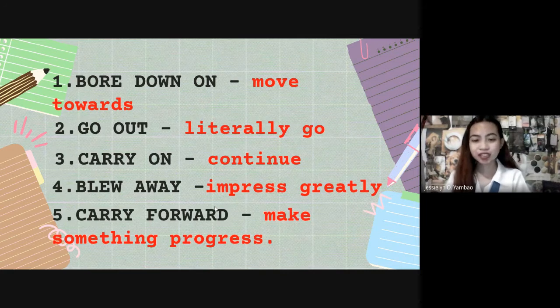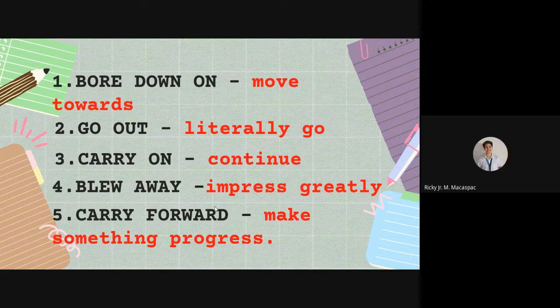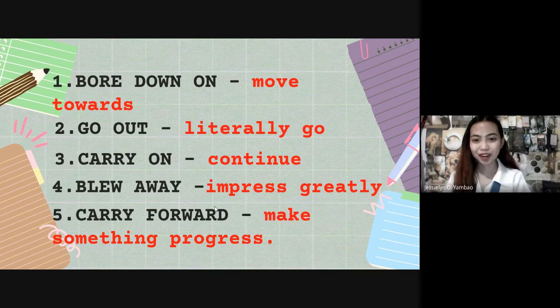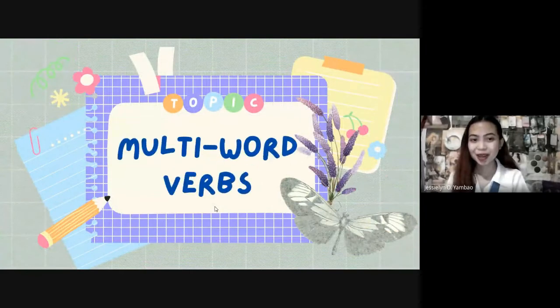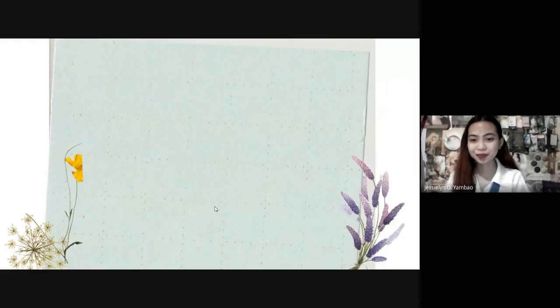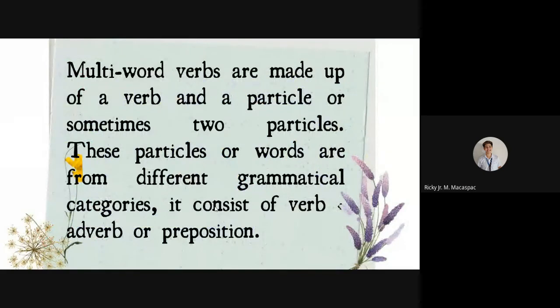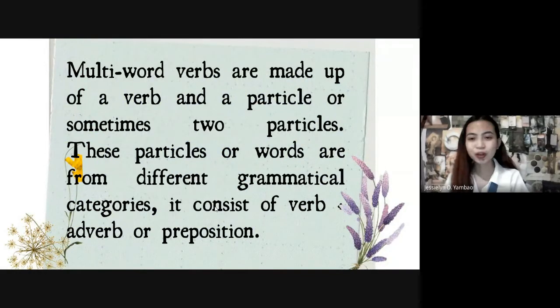In the underlined words, Ricky, which of the following are verbs, adverbs, and prepositions? The verbs in the underlined words are bore, carry, go, and blew, while the adverbs are down, off, away, forward, and the prepositions are out and on. Very good. These words are what we call multi-word verbs. Again, Ricky. Multi-word verbs, ma'am. These are very common in spoken and informal English, and they indicate actions as well.